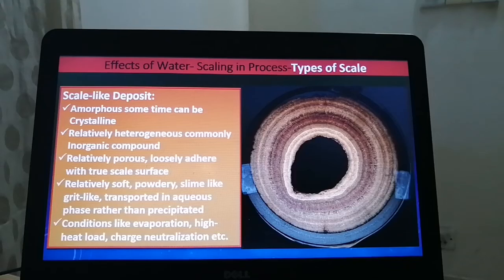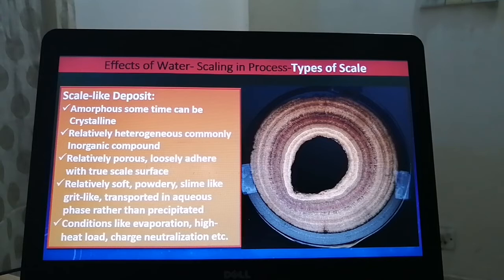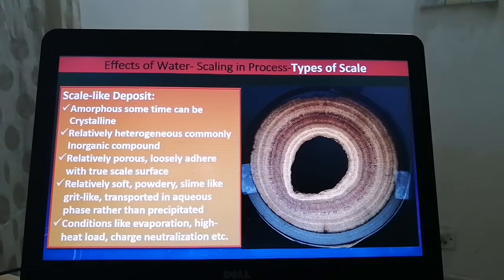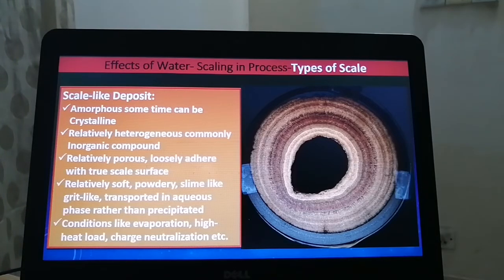Now the second type of scale that we call scale-like deposit. It's not a true scale, but it looks like a scale. If we see it from outside, we usually call it scale, but it's scale-like. It is also a part of crystallization. It also comes out from a solution because of different parameters, but it comes as a second layer. I'm mentioning this very clearly: it comes on a second layer of a true scale. When the true scale comes on the surface as a first layer, some deposition happens on top of it as a second layer. It is also a scale, but that layer we call a scale-like deposit.